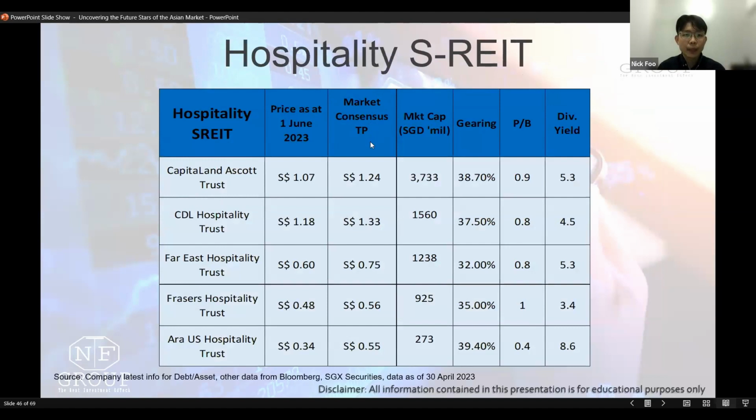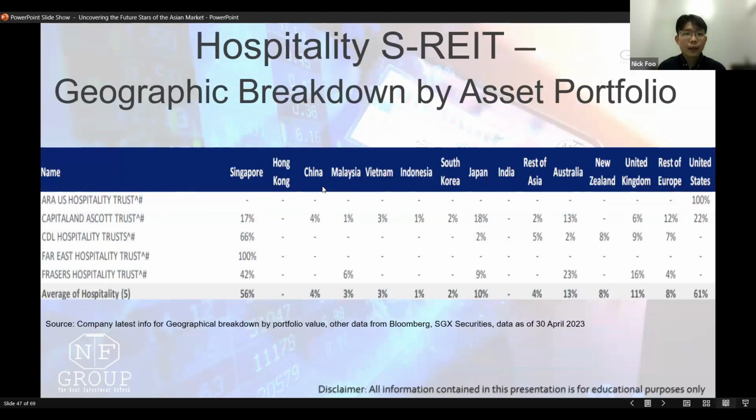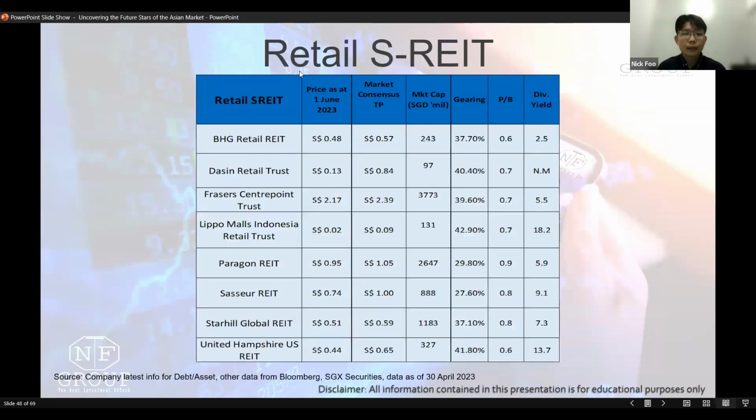This is the market consensus target price. If you guys want, you can take a photo of this. Another sector you can look at is the retail Singapore REITs. So this is the dividend yield, price to book, gearing, market cap, and the market consensus target price.